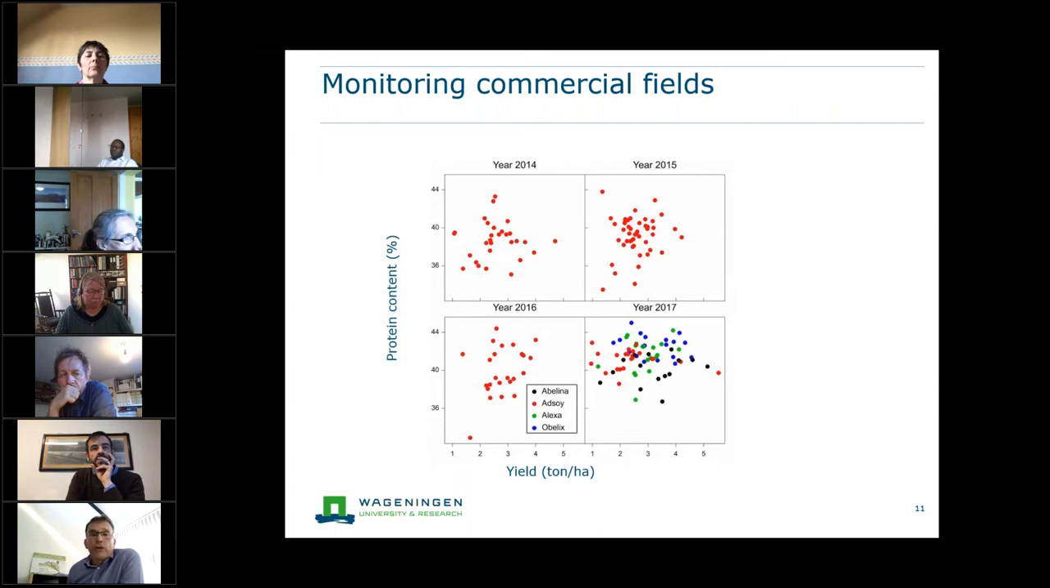Now, we also did monitoring on commercial field trials. You see here different years, the protein content and the yield. And you see we had no relation whatsoever between the two. And you see in 2017, we had different varieties. Those were varieties that we identified in variety trials and then were introduced in commercial fields in 2017, especially Abelina, Alexa, and Obelix. And Atsoy was a variety that was already on the market and produced by Agrifirm, but it was a very early variety, and poor on yield.